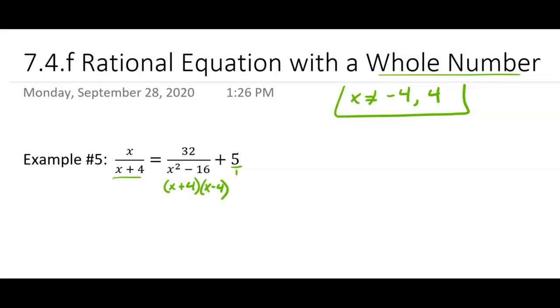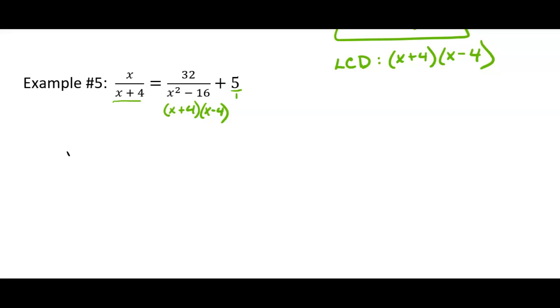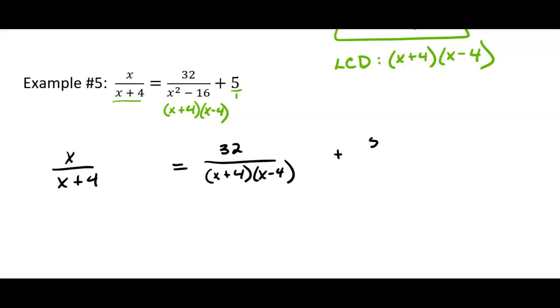All right, the LCD. The LCD this time is going to be x plus 4, x minus 4. Now, if you're worried about the 5, don't worry about the 5. It's in the numerator. It's not in the denominator. Okay, so I'm going to recopy the problem to give myself a little room. And you'll notice sometimes they have 2 rational expressions on the left. Sometimes they have 2 on the right. That's just the way they chose to write it. I can put the 5 over 1. Doesn't really matter to me.